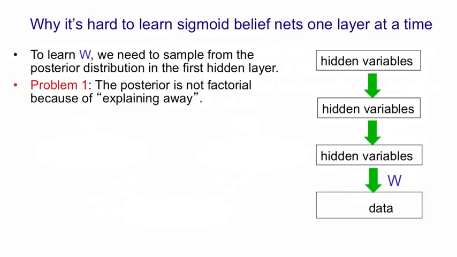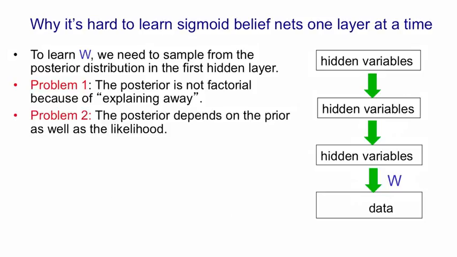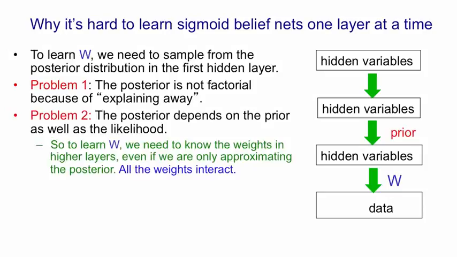So even if we just had that layer of hidden variables, once we've seen the data, they wouldn't be independent of one another. But because we have higher layers of hidden variables, they're not even independent in the prior. Those hidden variables in the layers above create a prior, and that prior will itself cause correlations between the hidden variables in the first layer. To learn W, we need to know the posterior in the first hidden layer, or at least an approximation to it. And even if we're only approximating it, we need to know all of the weights in higher layers in order to compute that prior term.